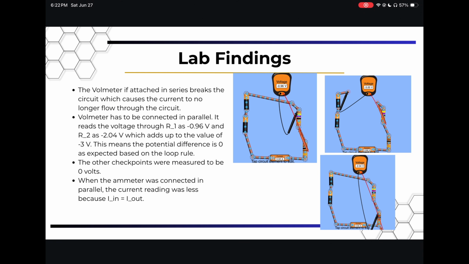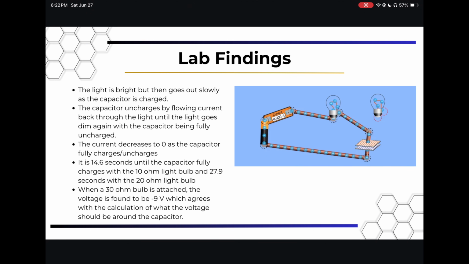And then the other checkpoints are measured to be 0 volts each, and the ammeter, when it was connected in parallel, was reading less current because I in is equal to I out. And then in the next part with the capacitor, the light is bright but then slowly goes out as the capacitor is charged and then uncharged. And when the current decreases to 0, that indicates that it's either fully charged or uncharged.